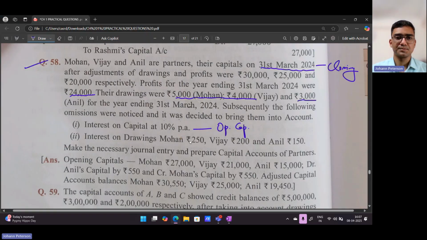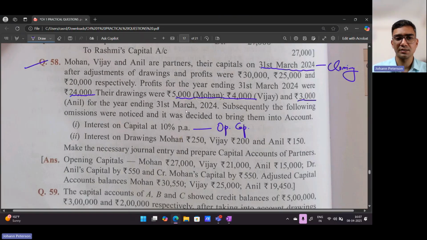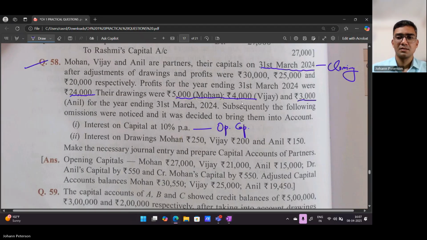What else is given to us? We have been told profits for the year ending 31st March 24 were 24,000. And it says the drawings were 5,000, 4,000, and 3,000. So we will show their drawings, which will come on the debit side. So 2 drawings. The amount is 5, 4, and 3. Profits are given as 24,000.